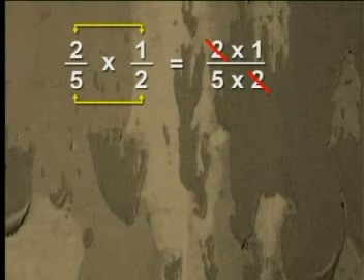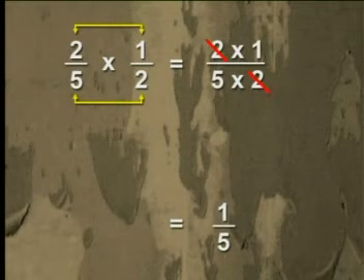But wait a moment, let's go back and look at this. Can you see that we could have cancelled the 2's right in the beginning? We can cancel them because they are factors. And our answer is the same, 1/5.